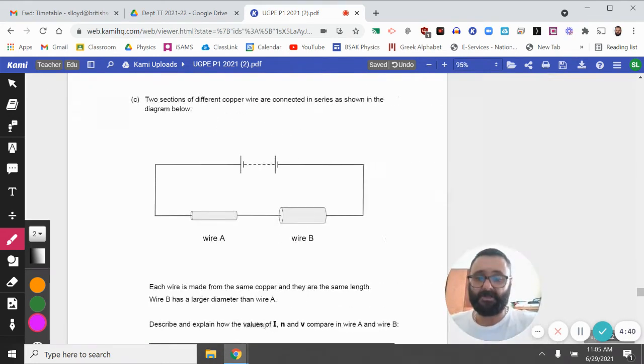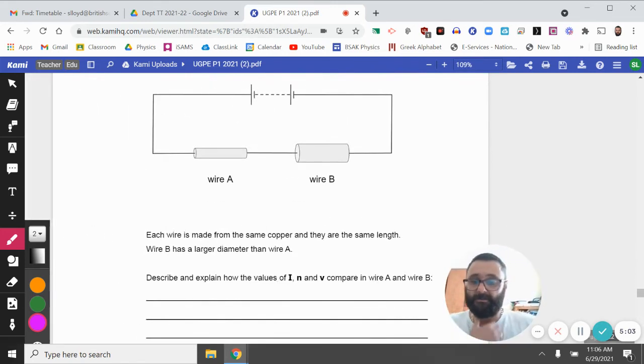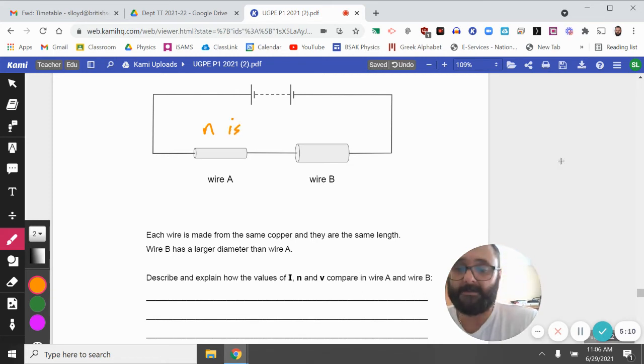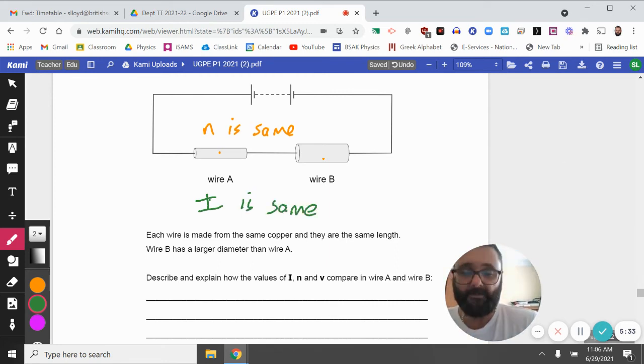Okay, well, we've now got two sections of conductor, two sections of different copper wire. Each wire, however, is made from the same copper and they're the same length. Describe how quantities I, n, and v compare. Very similar to one of the multiple choice, this one, okay? But you should know, if it's the same material, then n is the same. n in that is the same as n in that. Now, if they're two conductors, or two things in a circuit, it could be a superconductor and a piece of plastic, the current will be the same. So I is the same.